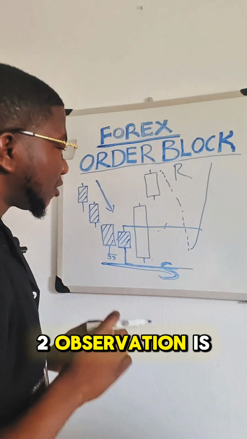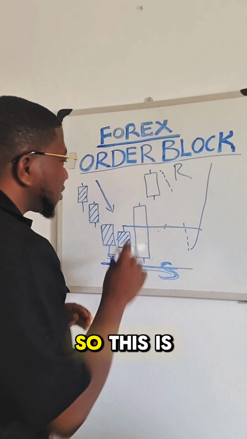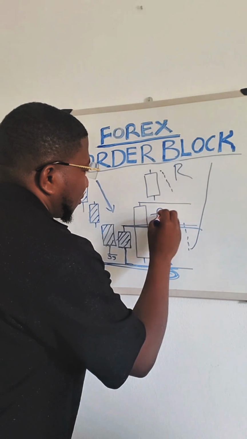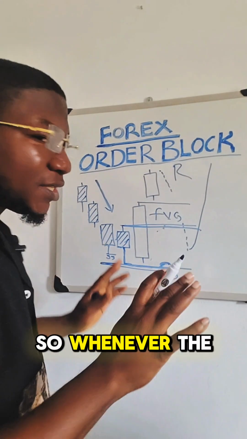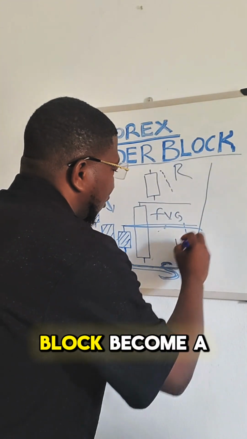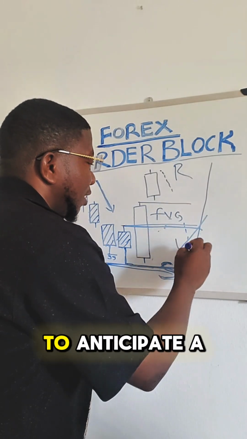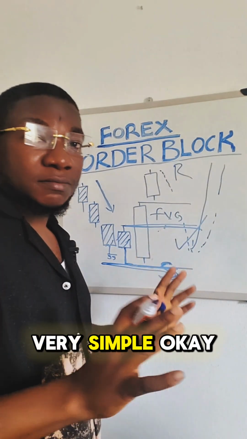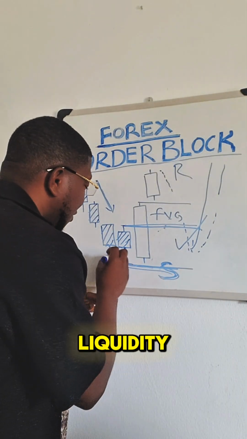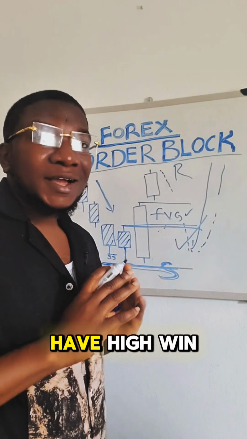My number two observation is that there must be a fair value gap. So this is our fair value gap. Whenever the market took out liquidity and created a fair value gap, then this order block becomes a valid order block. In future, whenever price comes back to this zone, we are going to anticipate a reversal. This is very simple. Whenever you are looking out for your order block, make sure that it actually took out liquidity and created a fair value gap. When you take trades from such an order block, you are going to have a high win rate.